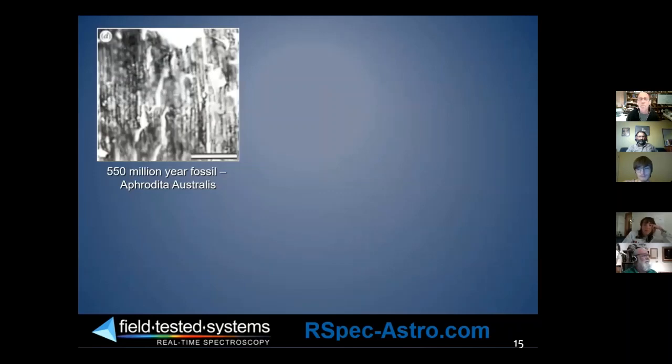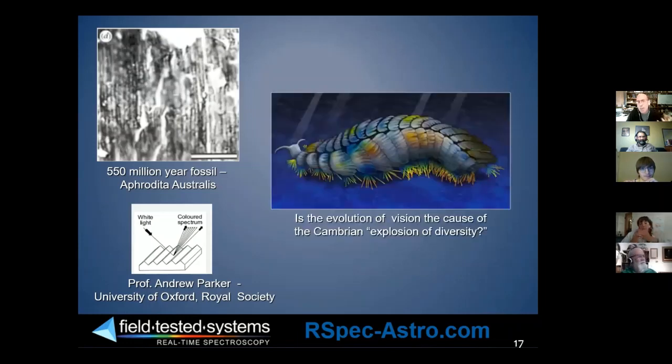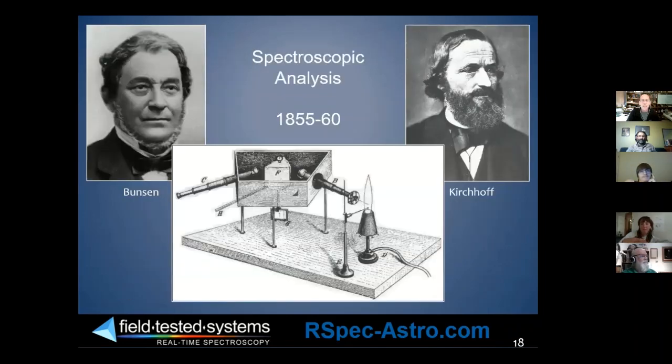Let's go back 500 million years. This is a fossil from that era. Now, Professor Parker looked at that and he said, you know, that sort of looks like the fine lines that we would see on a grating or on a reflecting DVD. And he hypothesized that maybe this huge explosion in diversity that occurred back then in the Cambrian age was the result of the differentiation that was now evolutionary significant visually. Who knows? But let's move on.